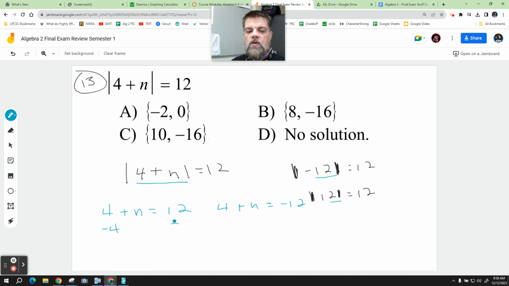I'm going to subtract 4 from both sides, and I get n equals 8. Over here, same thing. I'm going to subtract 4 from both sides, and I get n equals negative 16.